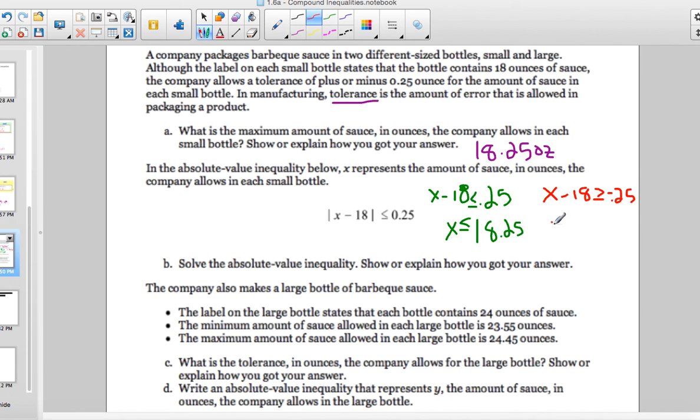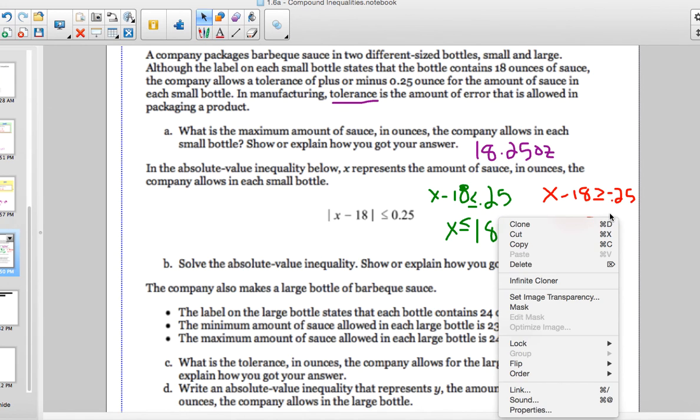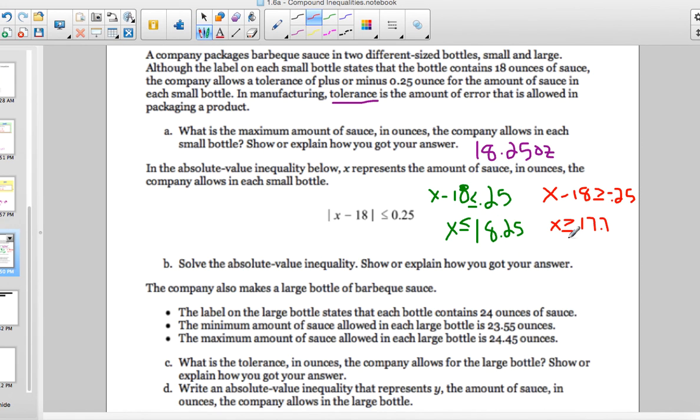And now when you add 18, you're going to get x is greater than or equal to 17.75. And that now makes sense, right? So are there numbers that are bigger than or equal to 17.75 but less than or equal to 18.25? Yes, everything that's in between those.